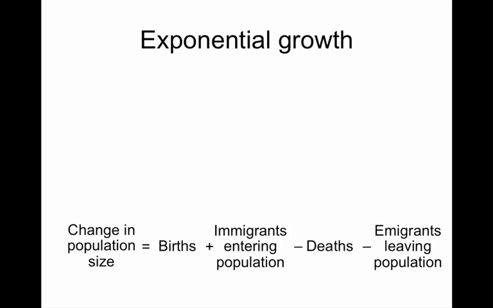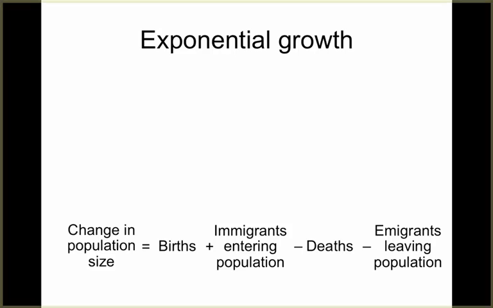Now, if we consider exponential growth, this is one very simplified process that sometimes describes what's going on in some populations. So let's consider what is meant by exponential growth in a population. First of all, as we consider exponential growth, we're going to go ahead and make it simpler for ourselves by not considering immigration or emigration, but just births and deaths.